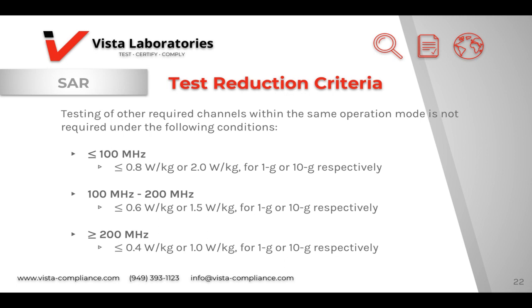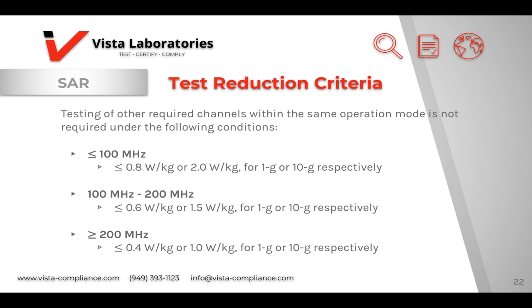So the FCC also has some test reduction criteria. SAR test reduction procedures may be applied, reducing the amount of tests needed for similar transmission modes. Although there are variations in implementation, design and requirements of different transmission modes and configurations, which generally result in different SAR distribution and RF exposure characteristics, testing of other required channels within a certain operation mode of a frequency band is not required when the following conditions are met for 1 gram and 10 gram SAR.